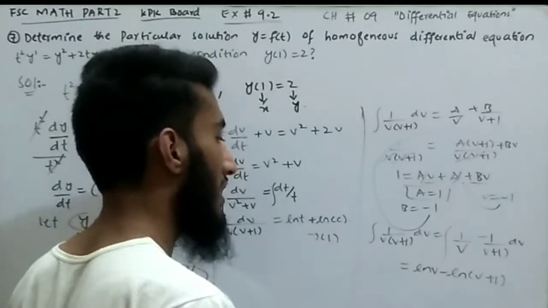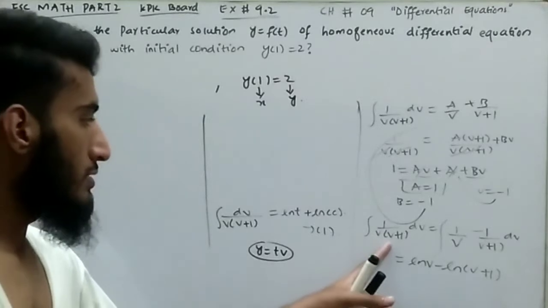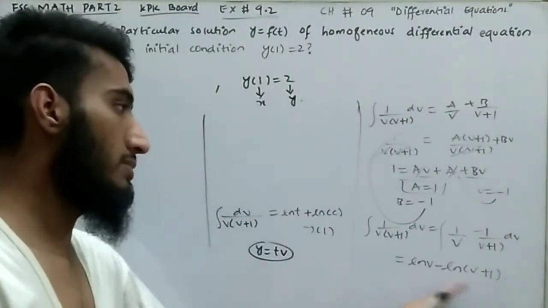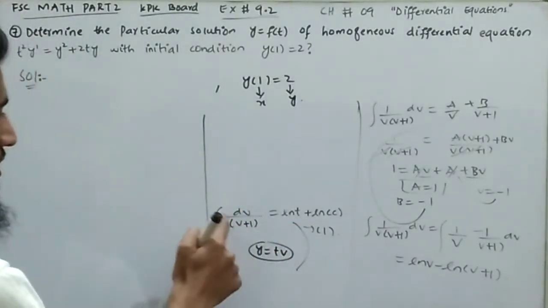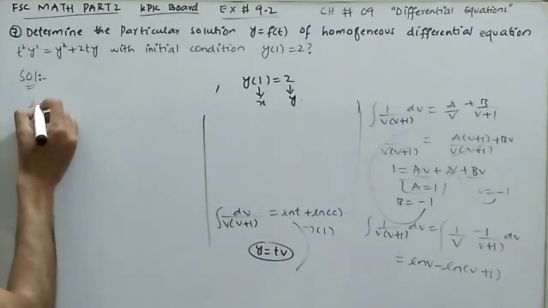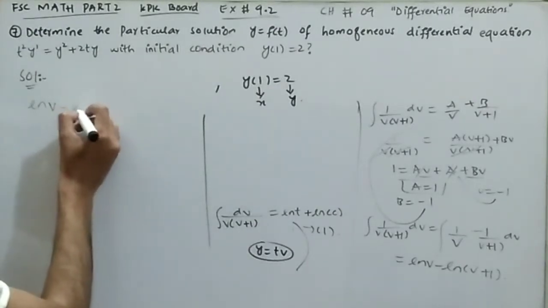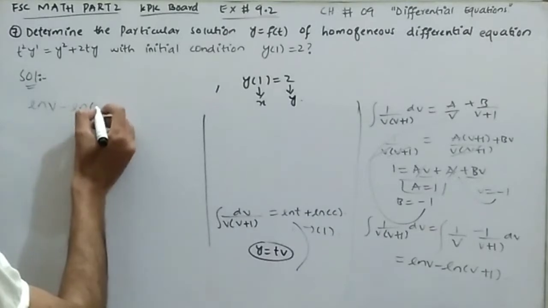Now I simplify it further. Now we get 1 over v into v plus 1 dv, we get ln of v minus ln of v plus 1. So put over here, this is our original equation. So the integral of dv by v into v plus 1, we get ln of v minus ln of v plus 1.